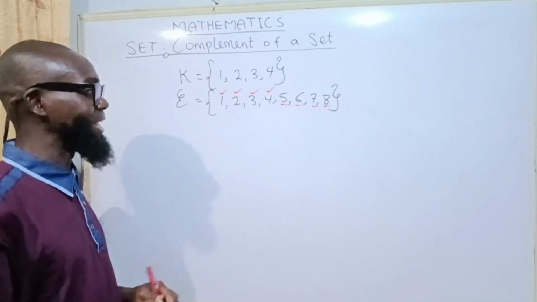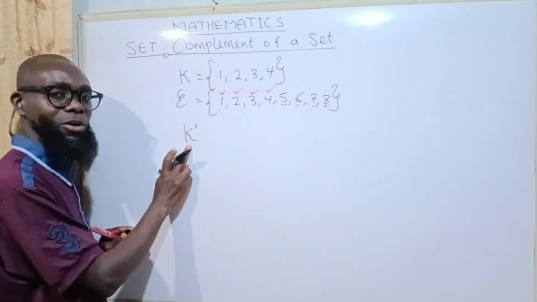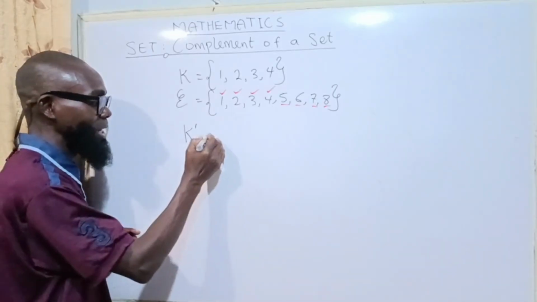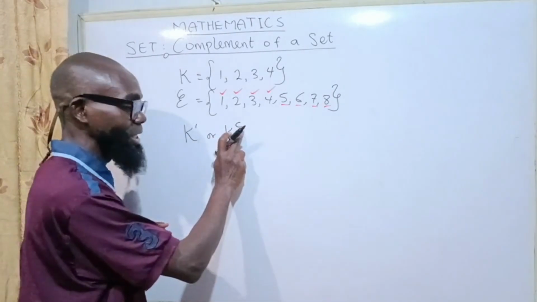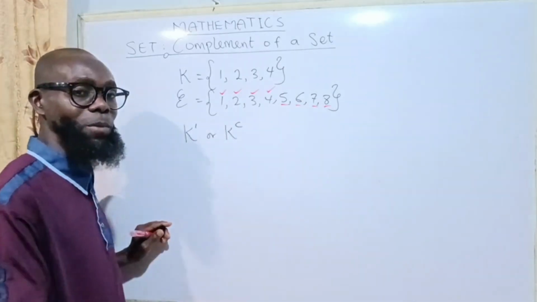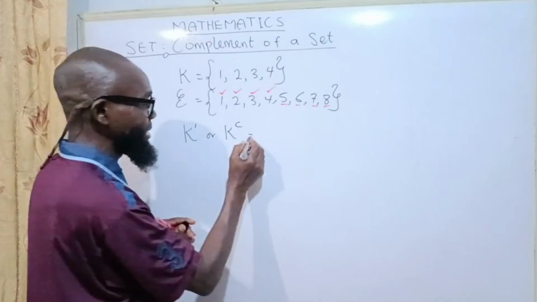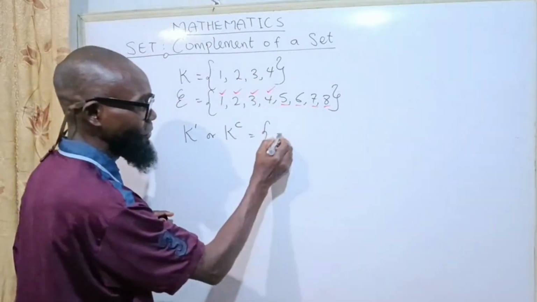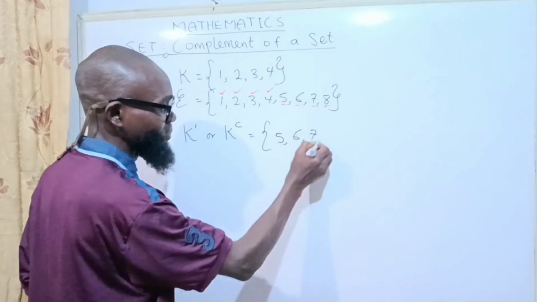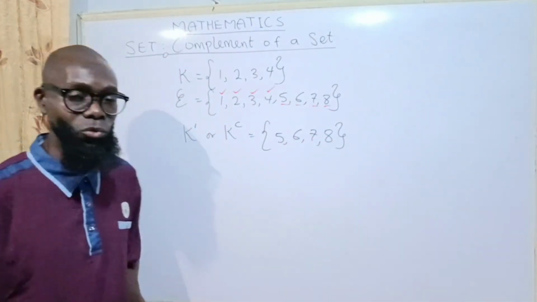So if I want to write the complement of K, the symbol is this, or sometimes it is written like this. In some textbooks, C will be on it, meaning complement, K complement. Now the answer, after taking away this from the universal set, is 5, 6, 7, and 8. So K complement is 5, 6, 7, 8.